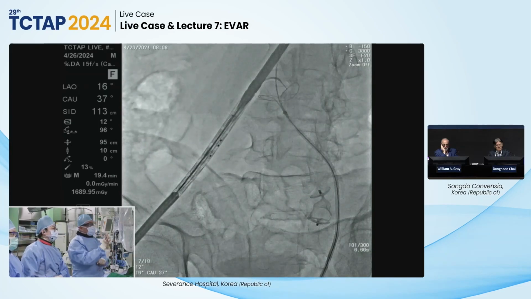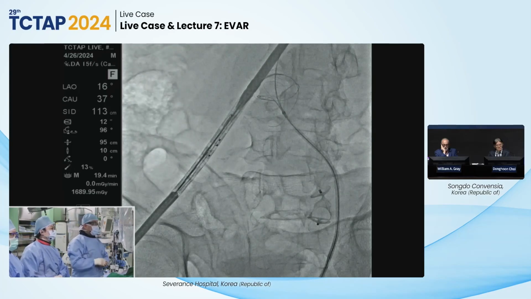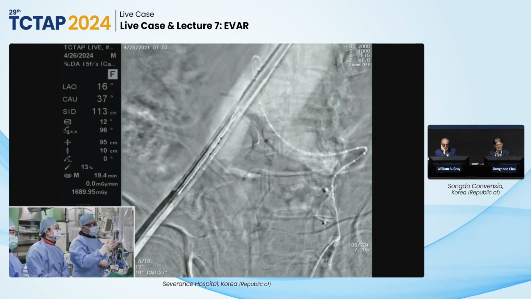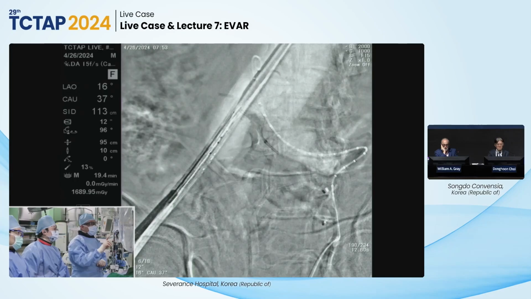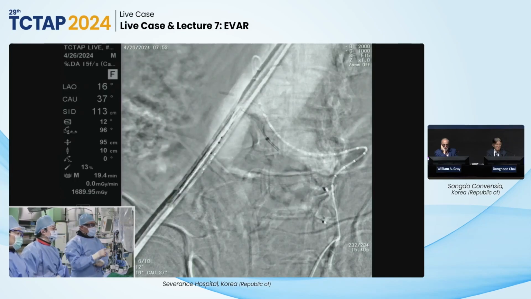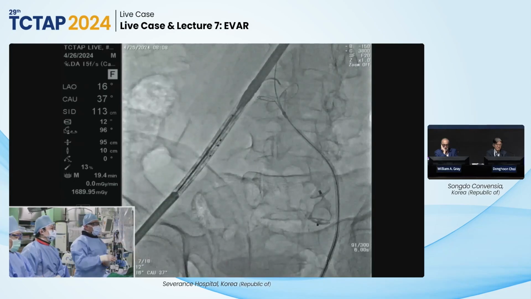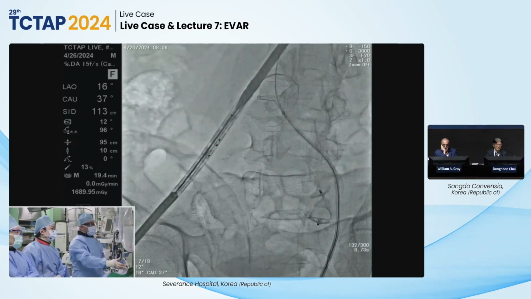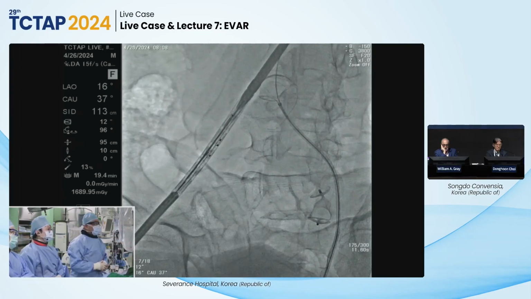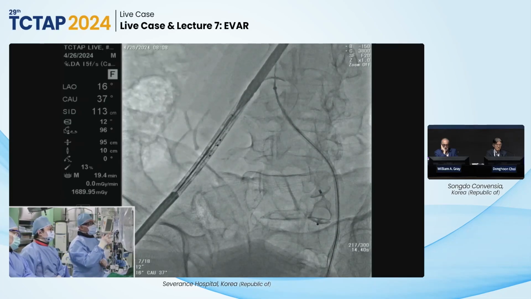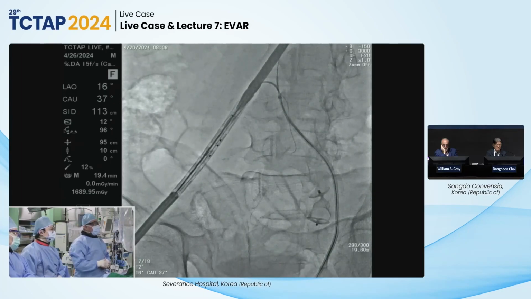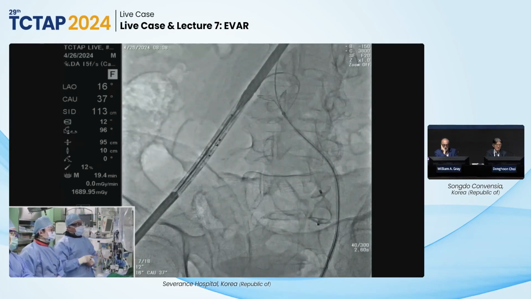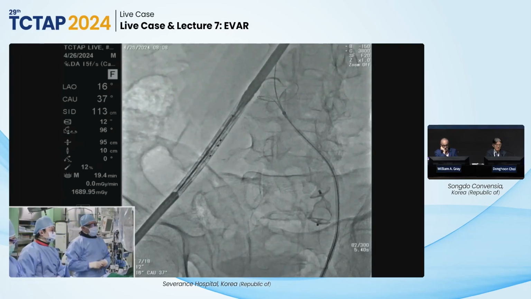Yeah, but the position of the snare was not optimal because of the tortuosity of the left iliac artery. So we had, at the time, a short sheath. We decided to change to a longer sheath, and then we could overcome the tortuosity of the iliac artery. Next. You can see the left iliac artery is more straightened now, and we were able to catch the wire from the angled catheter, and we externalized the wire through the left sheath.